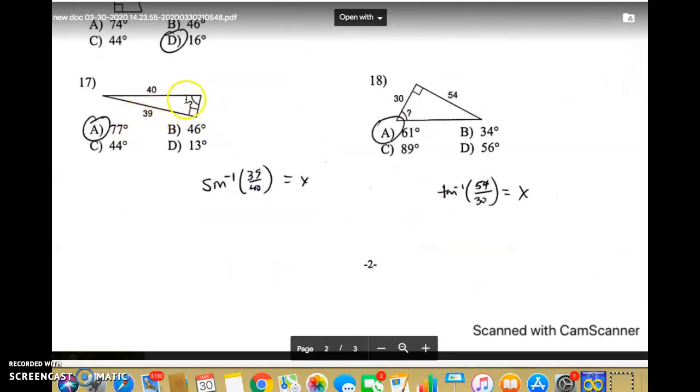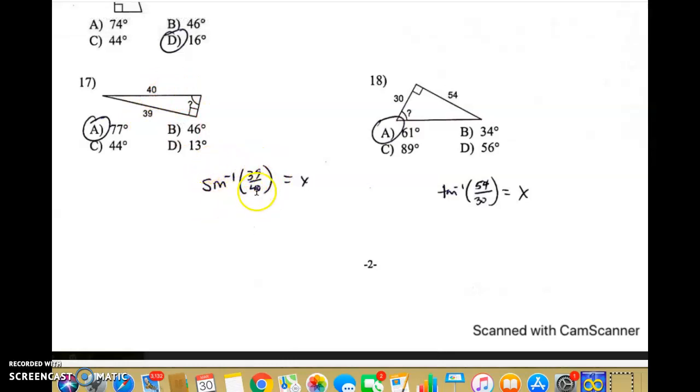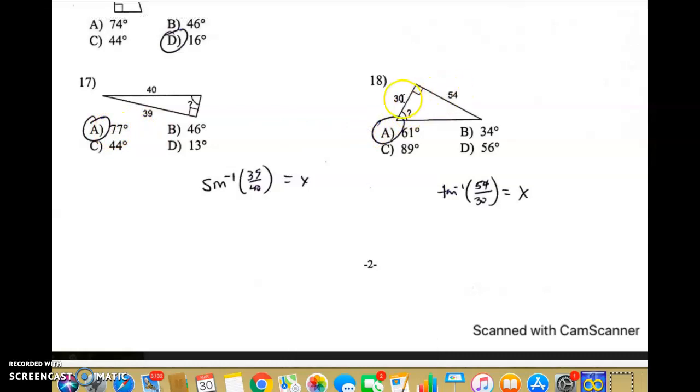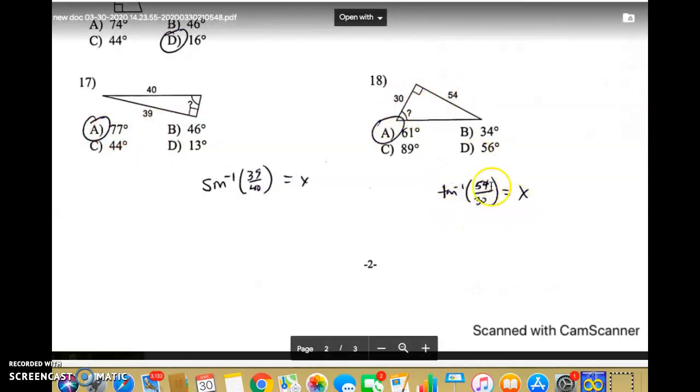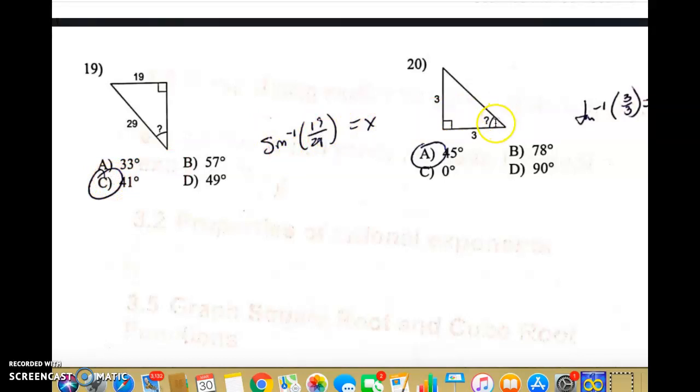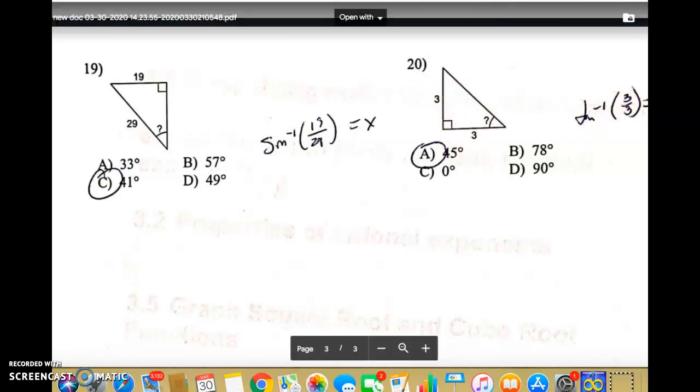Hey, look, a different one. Inverse sine, 39 over 40. Right there it is. Do your inverse sine, and you'll get your value for A. And tangent, so inverse tangent, 54 over 30. Calculate that, you're going to get option A. And the last two, here is inverse sine, 19 over 29. Inverse sine is x, so you get C. And another special right triangle snuck in here. Inverse tangent of 3 over 3, which is a 1, by the way, is going to give you your x, so that's 45 degrees.